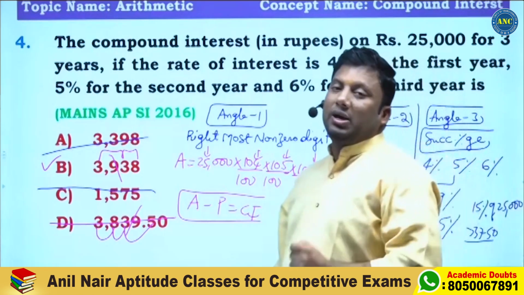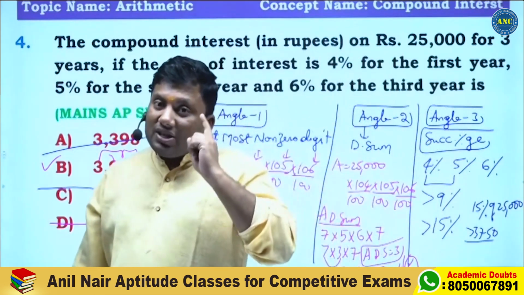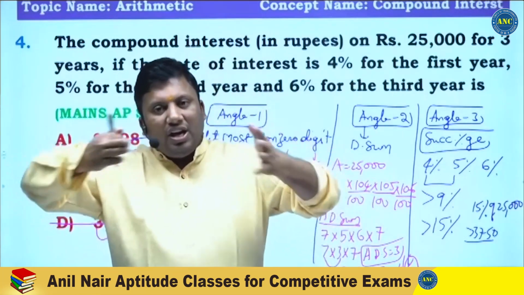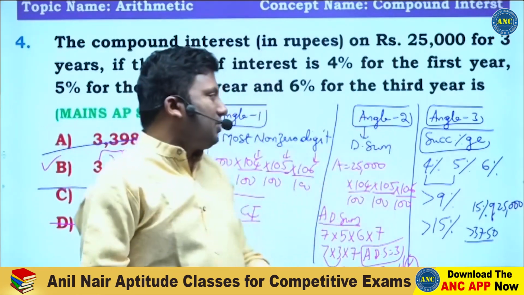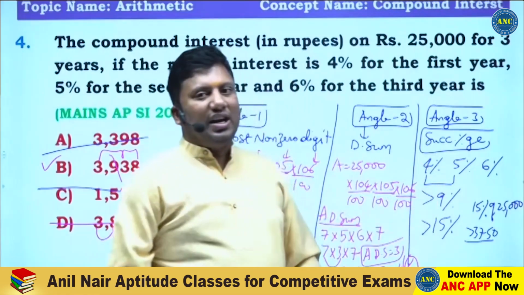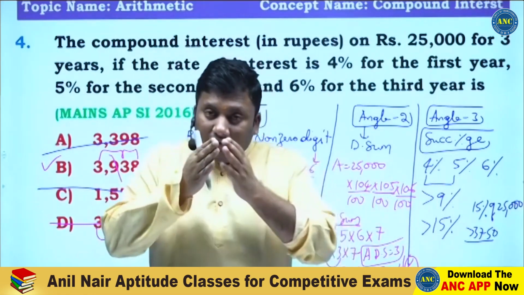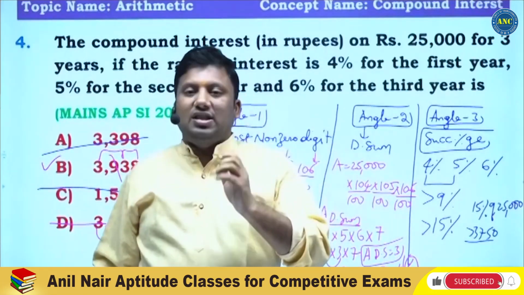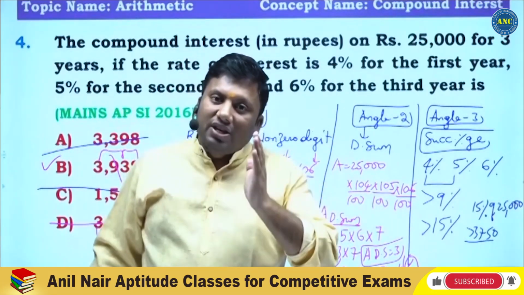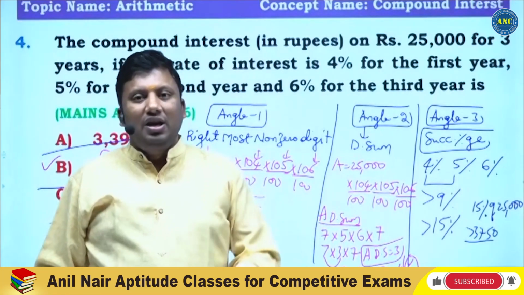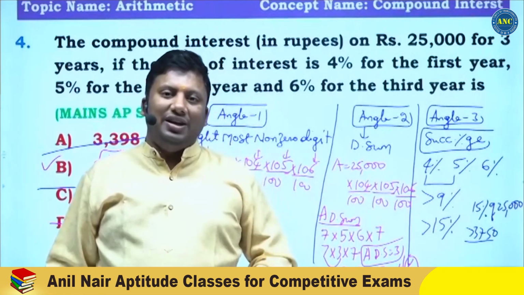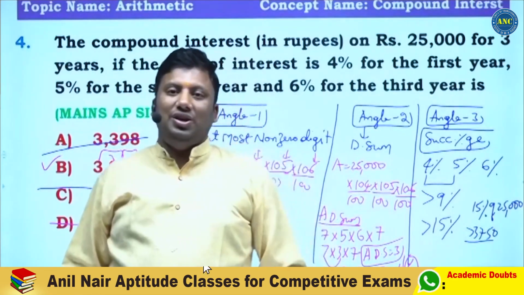Please write down this key point in your notebook. If the answer options are far away from each other, if there is a huge difference in the answer options, use a successive percentage first. If the answer options' unit digits are different, again I am repeating, use the rightmost non-zero digit logic.